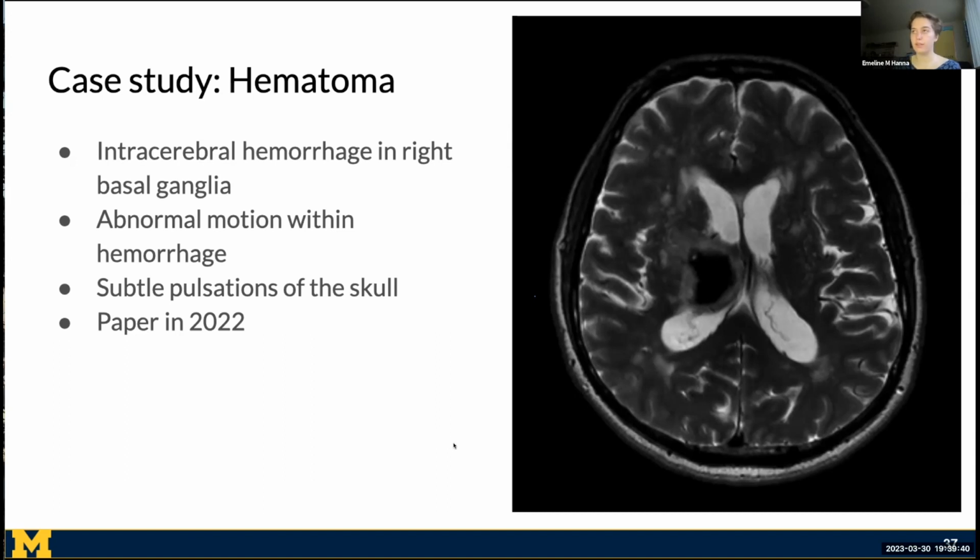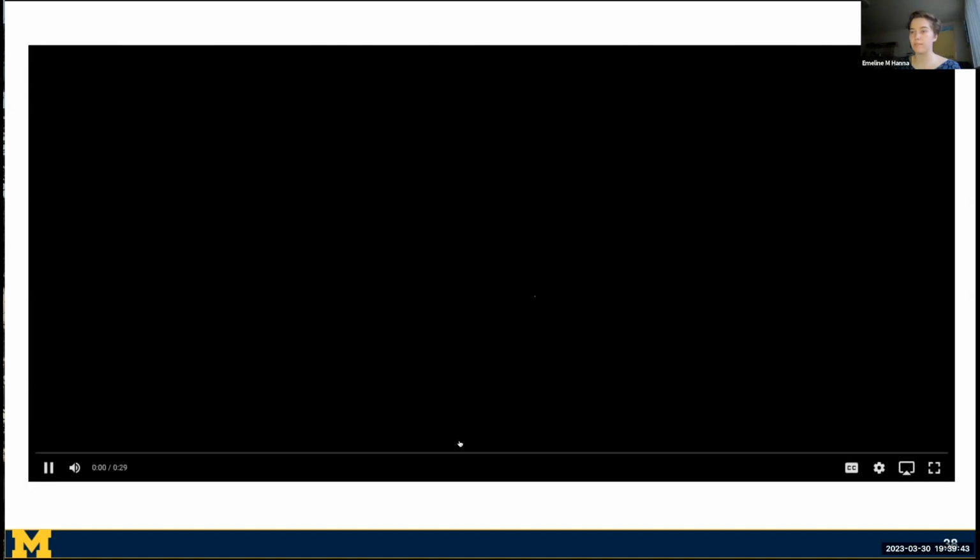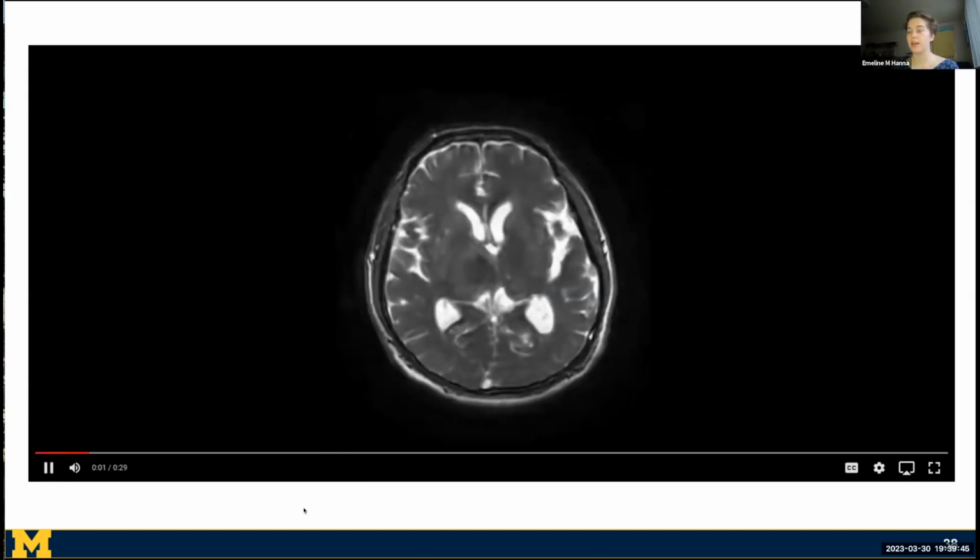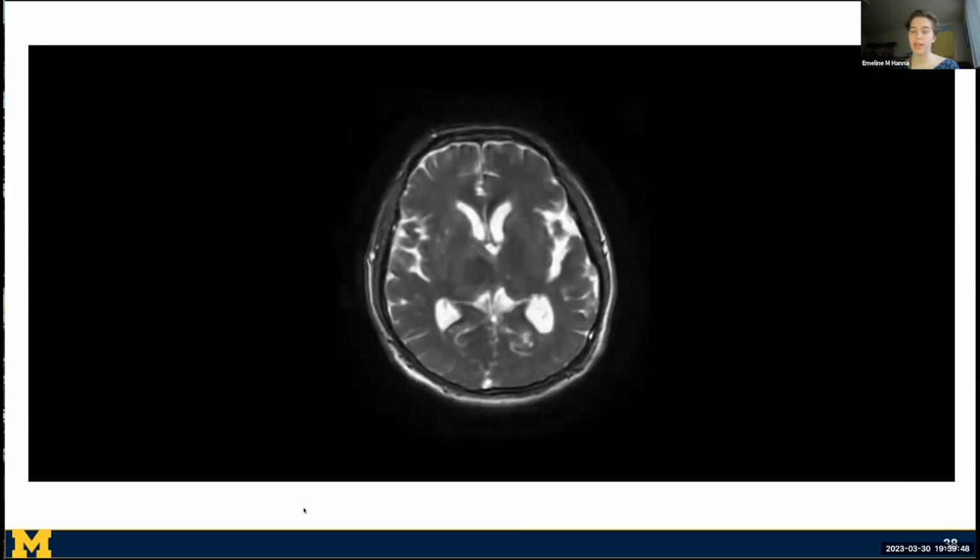And so I can go to the next. So this is the MRI of that patient. And so you can see generally throughout the brain, you can see that pulsatile motion of the brain tissue. But there does seem to be abnormal motion within the hematoma. So it's similar pulsation, but it just has a larger amplitude than other areas of the brain. So this was a good investigative tool to see that.